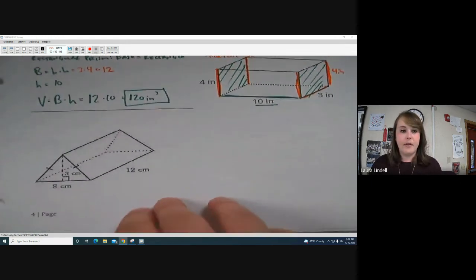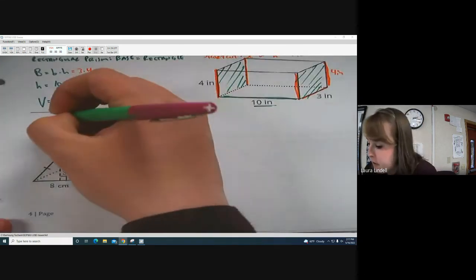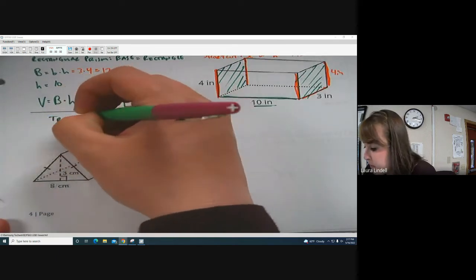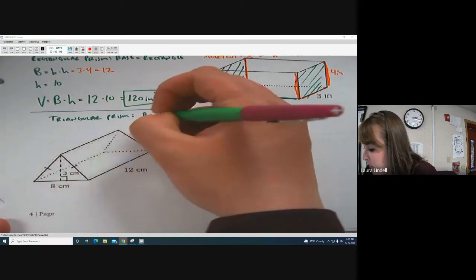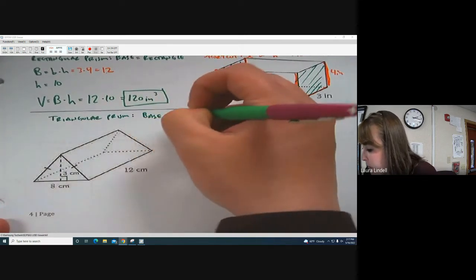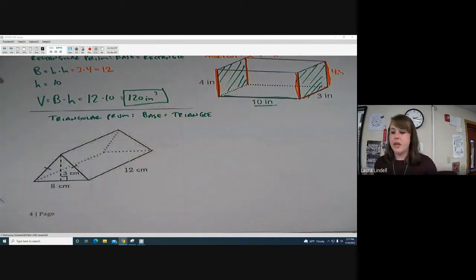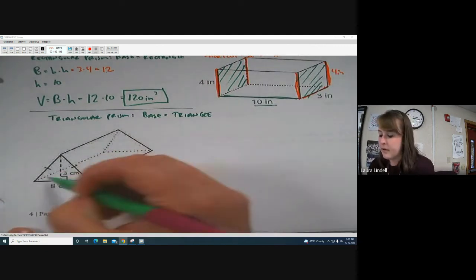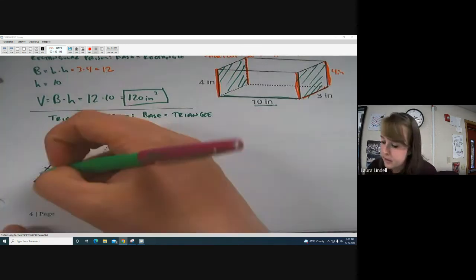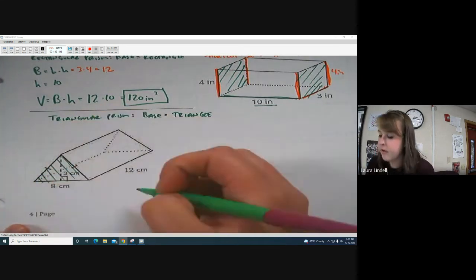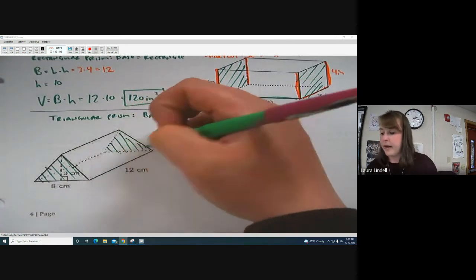Last one for today, the triangular prism. And same volume formula. Triangular prism. The base is a triangle. This is a good time to point out that the base is not always on the bottom of the shape, because the bottom of this shape is a rectangle, but this is a triangular prism, so it's whatever shape runs through the whole thing. So this would be my base, and this would be the other base on this triangular prism.